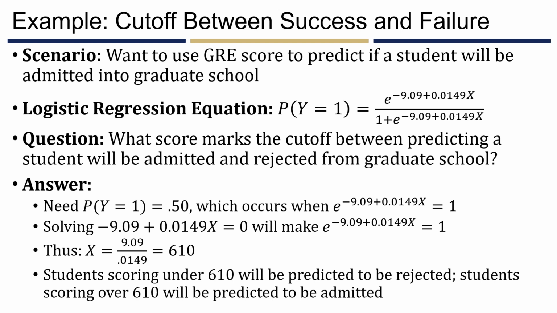Another way of thinking about this is if we plug in any GRE score above 610 into our logistic regression equation, we're going to get a predicted probability above 0.5, and if we plug in any GRE score below 610 into our logistic regression equation, we're going to get a predicted probability less than 0.5.